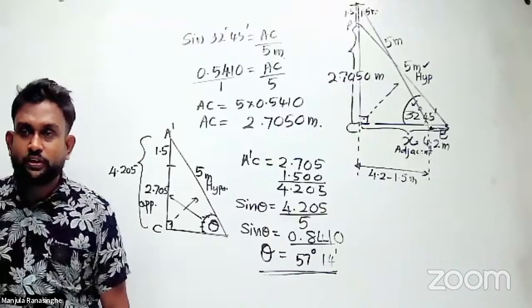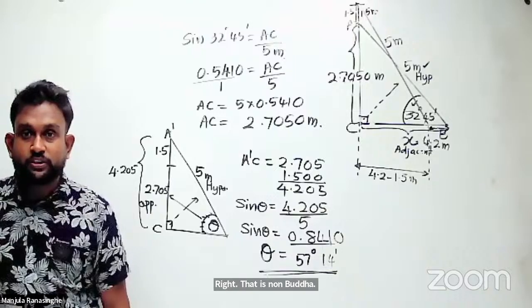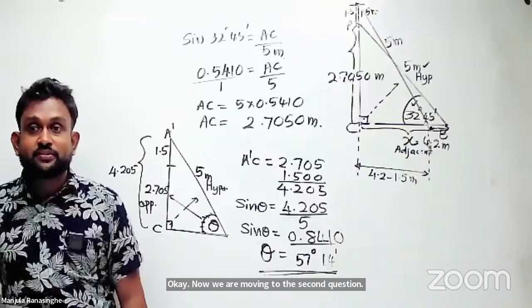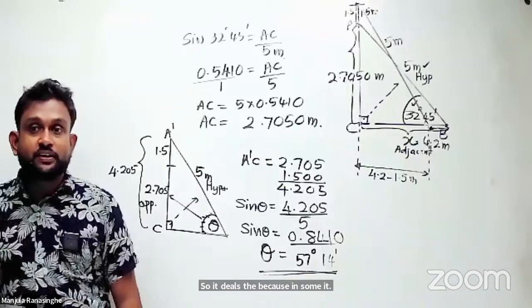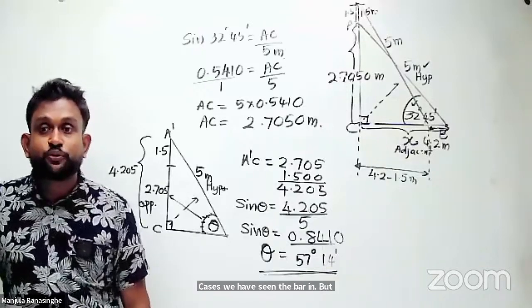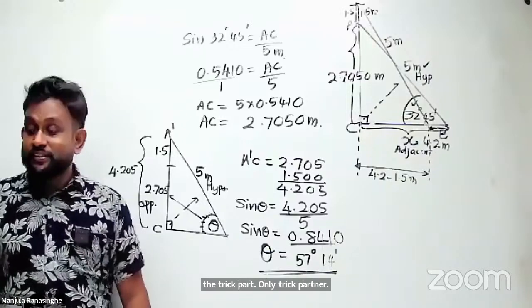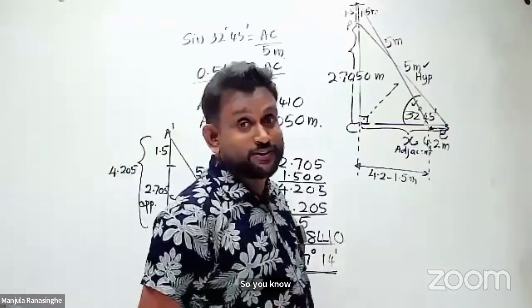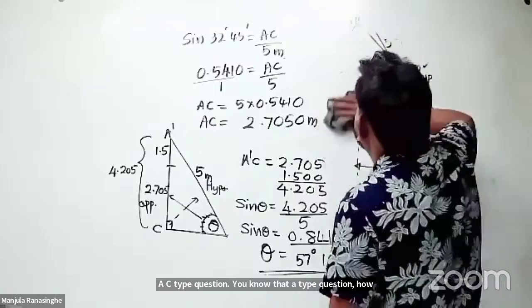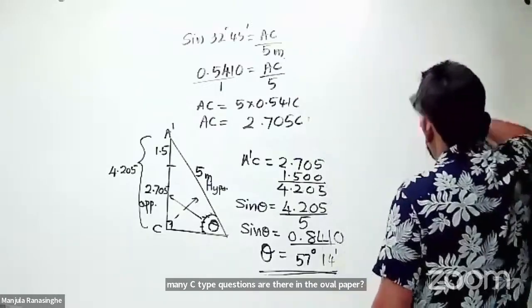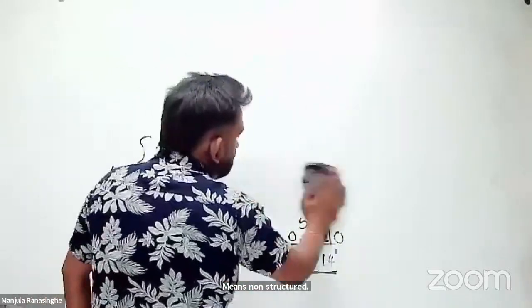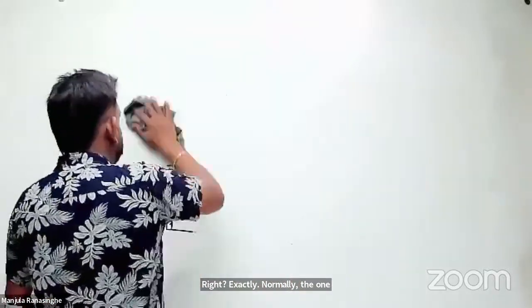Right, that is done. Okay, now we are moving to the second question. It deals with bearing, because in some cases we have seen bearing, but today we are focusing on the trig part only. You know that we can give this question as an essay type question. How many essay type questions are there in the O-level paper? We have four essay type questions, meaning non-structured questions, right? Normally the one geometry question is there as a non-structured question.